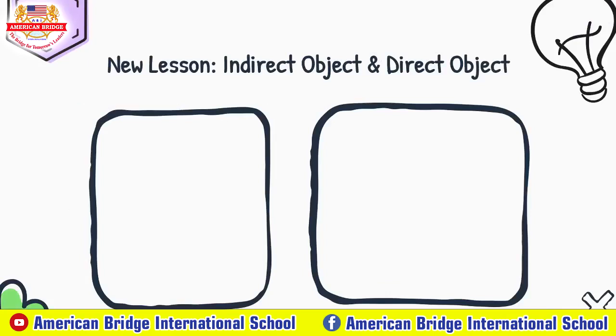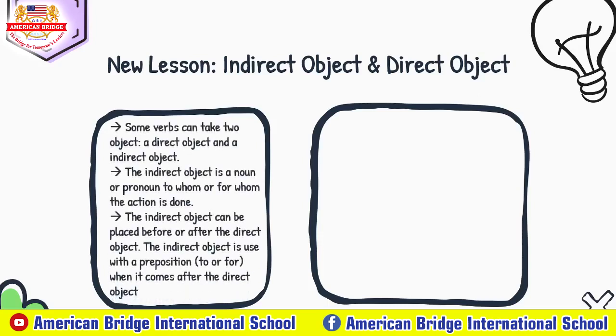Now moving on to our new lesson, it's also related to our previous lesson. We are going to talk about indirect object and direct object. Some verbs can take two objects, a direct object and an indirect object. The indirect object is a noun or pronoun to whom or for whom the action is done. The indirect object can be placed before or after the direct object. The indirect object is used with a preposition, to or for, when it comes after the direct object.